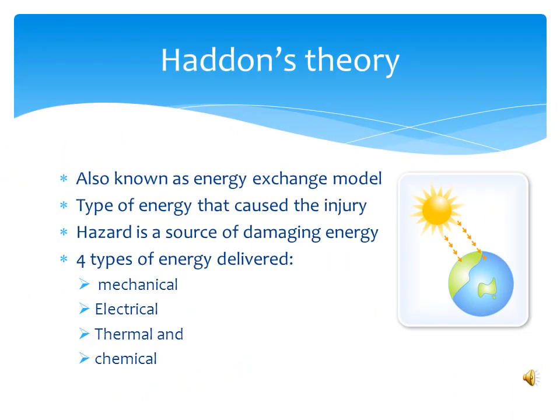Haddon's theory, otherwise known as the energy exchange model, is about the type of energy which caused the injury. This theory suggests that the hazard is a source of potential damaging energy, and the incident or injury may be the result of a loss in the energy control mechanism. There are 4 types of energy delivered: mechanical, electrical, thermal, and chemical.